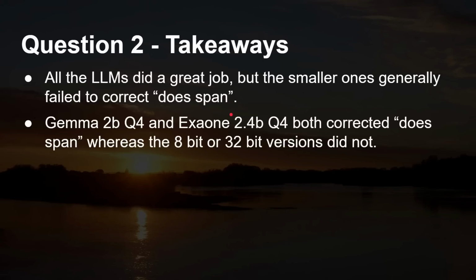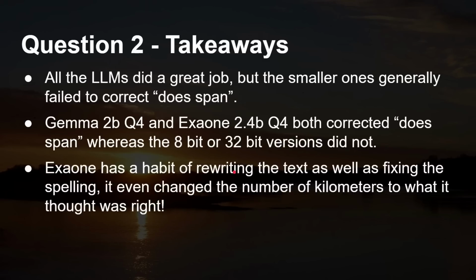Gemma 2 at 4 bits and Yi at 4 bits corrected "does span", whereas the 8-bit and 32-bit versions of those exact same LLMs didn't. Now, this could be due to the fact that every LLM has a random factor. They don't always give the same answer each time. There's a randomness factor to make sure it gives more interesting responses. But it's interesting to note here that the 8-bit and 32-bit versions actually performed worse. But that could have been just a one-off.